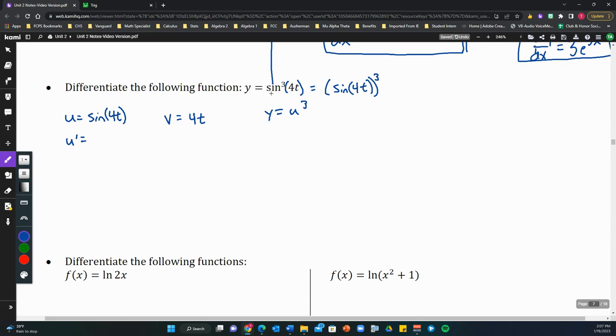I like to call this a turducken. If you've never heard of that term, some people make them on Thanksgiving. It's a turkey stuffed with a duck, stuffed with a chicken. It's a turducken, something inside of something inside of something. I've got 4t stuffed inside of sine of 4t stuffed inside of u cubed. So you have all that broken apart. Now we're going to start with the very inside, with the chicken, or v, and then work our way back out. So once we know the very inside is 4t, then its derivative v prime would just be 4.